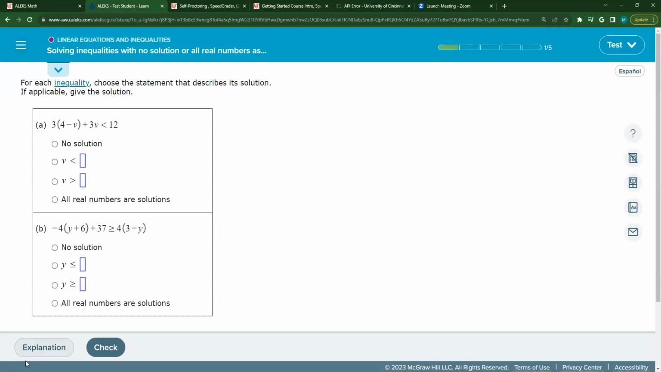All right, so this time I have 3 times 4 minus v plus 3v is less than 12. All right, 3 times 4 is 12. 3 times negative v is negative 3v plus 3v is less than 12. 12 is less than 12. All right, this you got to be careful. It doesn't say or equal to. They are equal, and 12 is not less than 12. It is equal to it. So this is false. So no solution. All right, we'll try the next one.